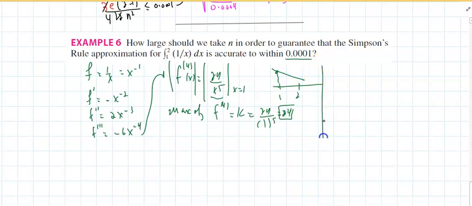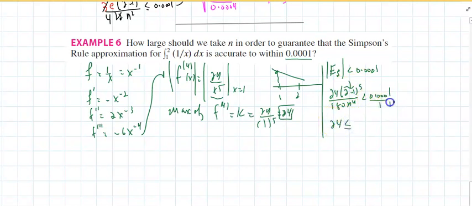And if I want the error in using Simpson to be less than 0.0001, well, guess what? This is k into b minus a raised to the 5th power over 180 n to the 4th, and the same idea applies. This is a 1, so this is 24 less than or equal.